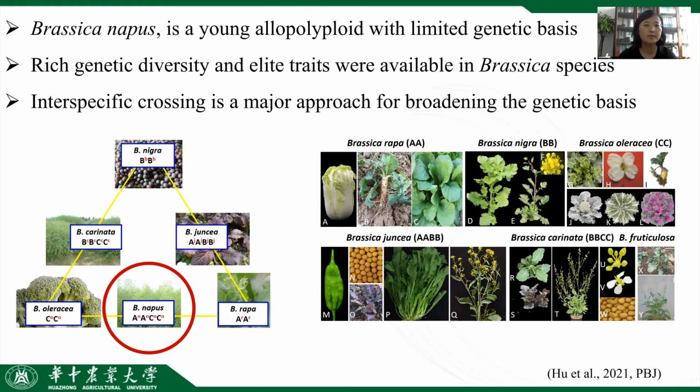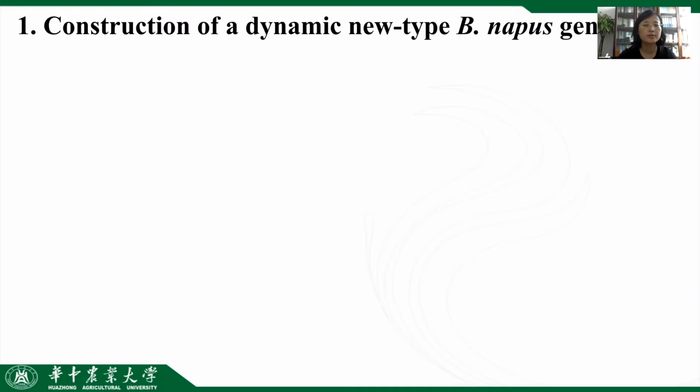The major cultivated rapeseed, Brassica napus, is a young allopolyploid with a limited genetic basis. But Brassica species have rich genetic diversity and many traits. So interspecific crosses are a good approach to broaden the genetic basis of Brassica napus. We also use interspecific crosses with related species to construct a dynamic new type Brassica napus.